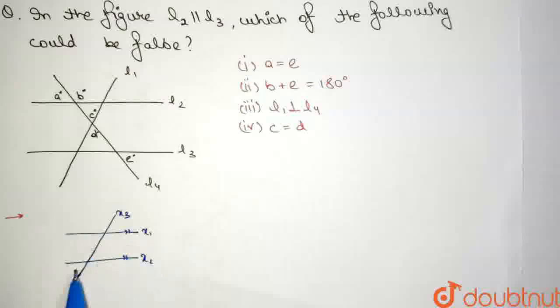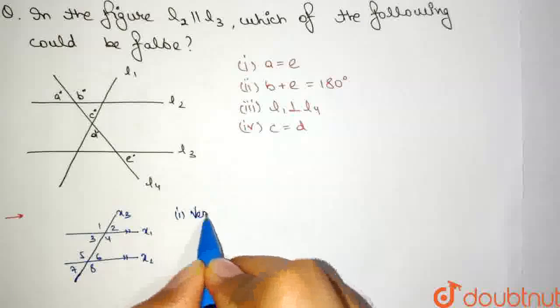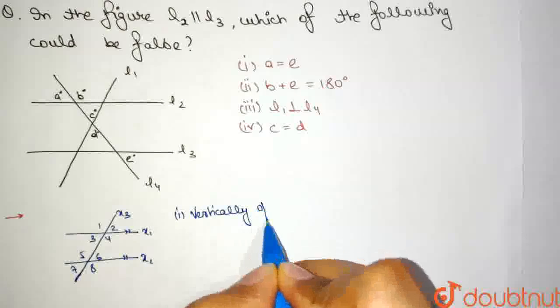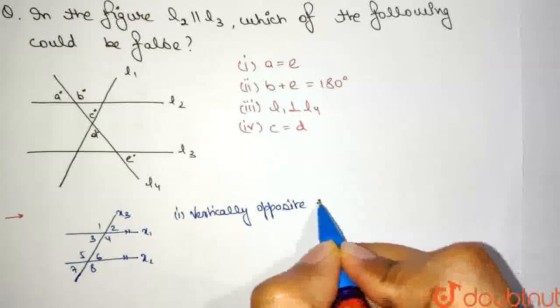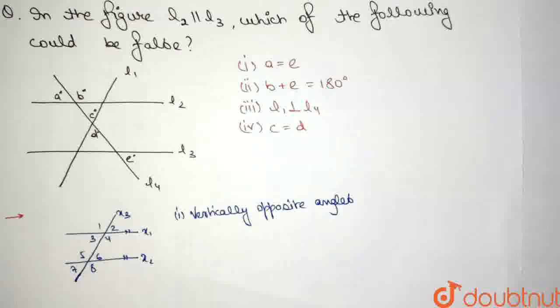Now, whenever a pair of parallel lines is intersected by a transversal, it gives rise to 8 different angles. So angle 1, 2, 3, 4, 5, 6, 7, 8, right? A total of 8 angles are generated when such a scenario occurs. These angles can be categorized into various categories. If we look at the first category, it says vertically opposite angles, right?